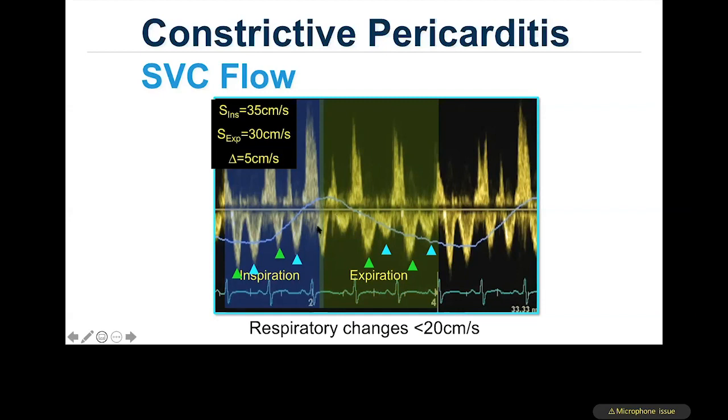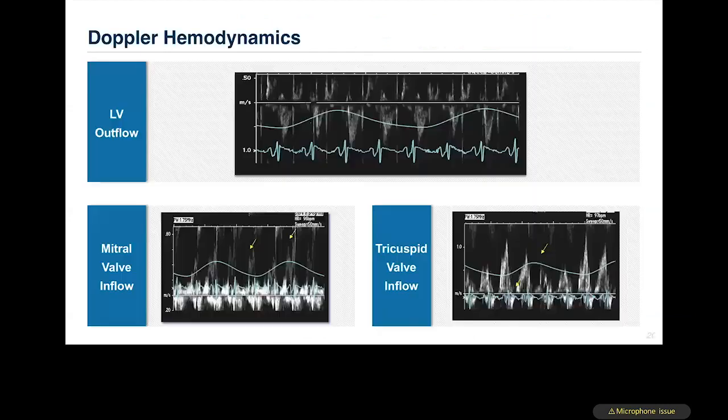The SVC flow can be useful, particularly in patients where large velocity variations can be observed, particularly in patients with chronic obstructive lung disease, once we are trying to decide whether these flow velocity changes are because of COPD or constrictive pericarditis. But SVC flow typically is not routinely obtained, or it is difficult to obtain cleanly in all patients, and may be technically challenging.